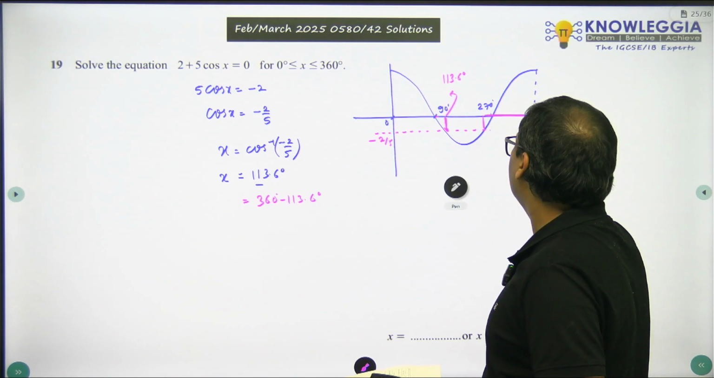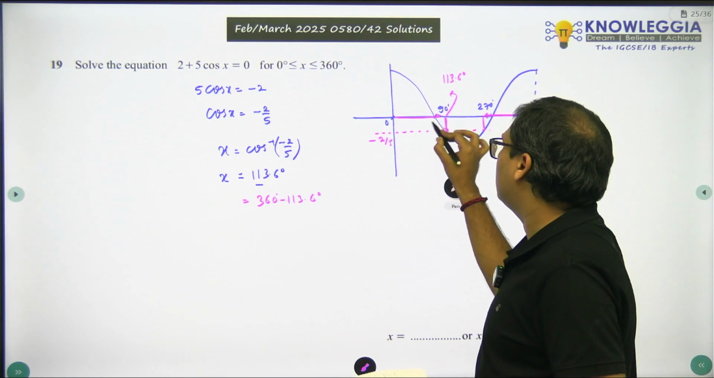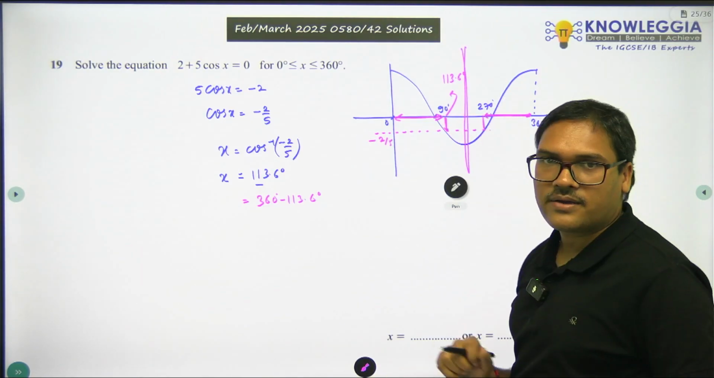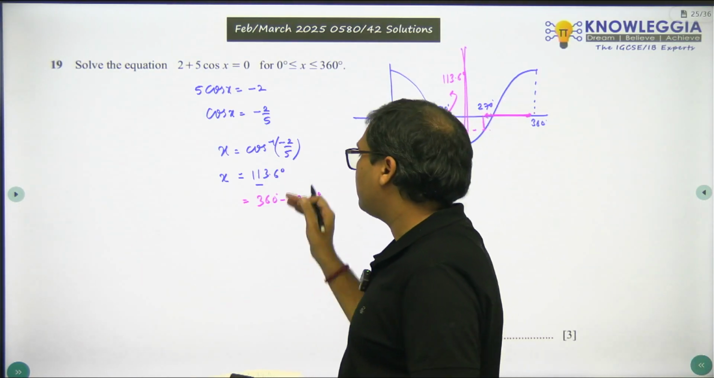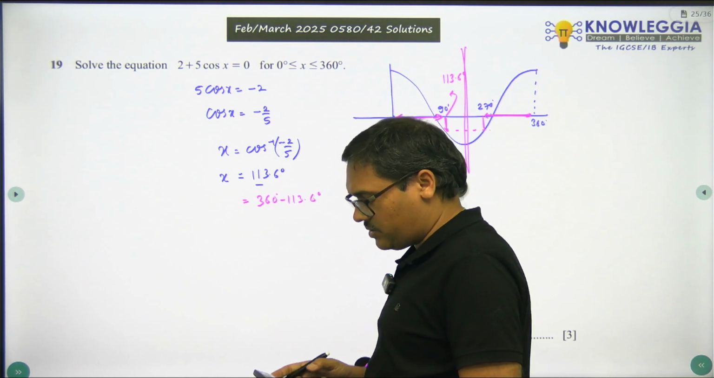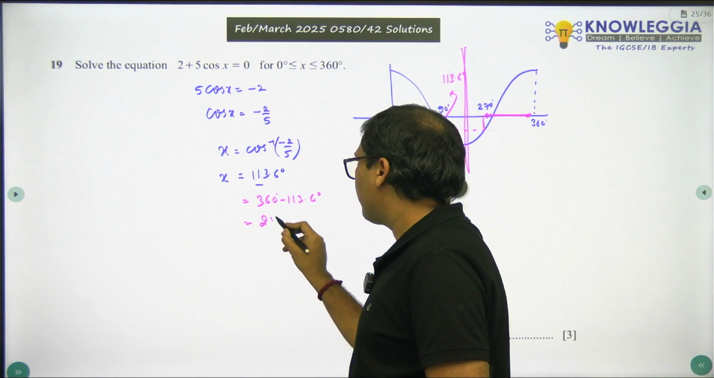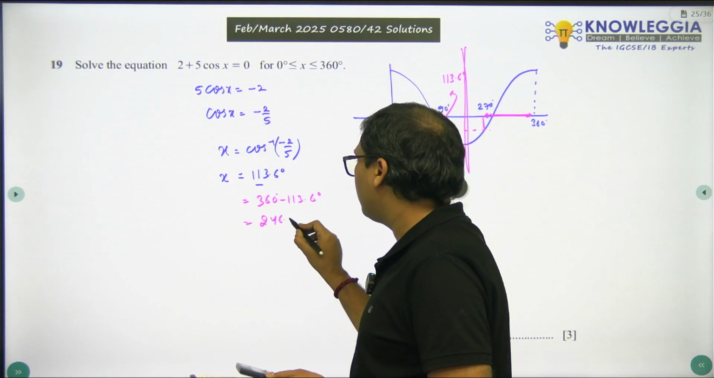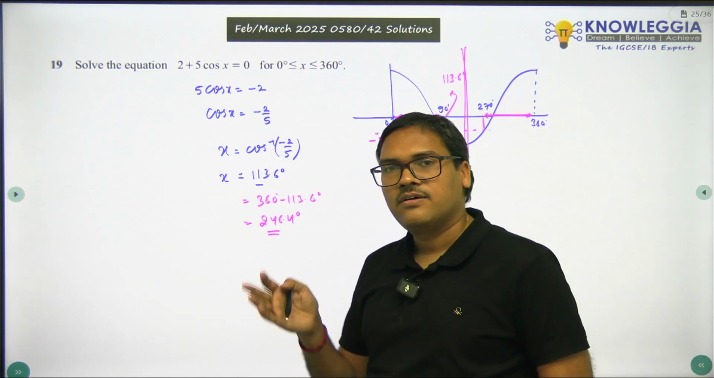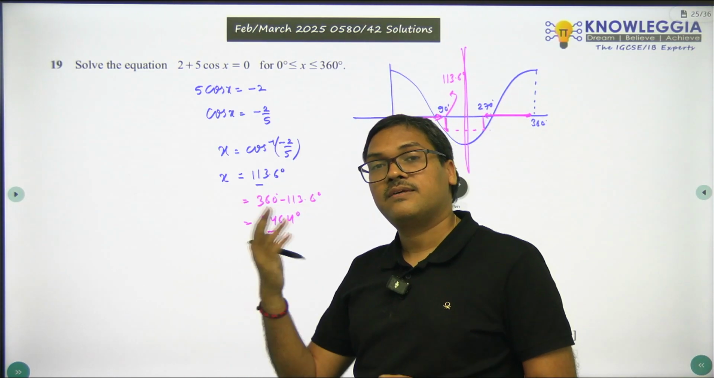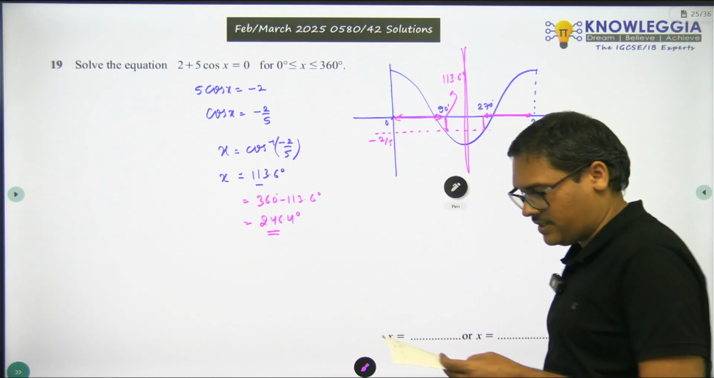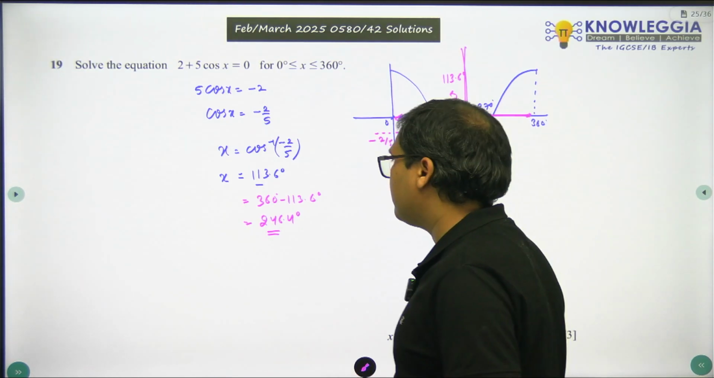This and this, using this symmetry, are the same. They are symmetric. Correct? So just use this symmetry and you'll get this answer. If I subtract, 360 minus 113.6 is 246.4 degrees. So always remember for cosine, one angle is x, the other angle will be 360 degrees minus x. Okay, so this is how you can solve this. So let's see the answer: 113.6 and 246.4 degrees.